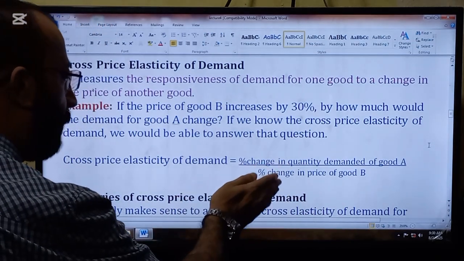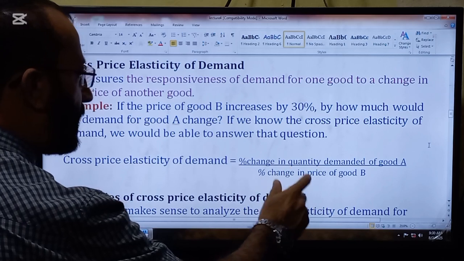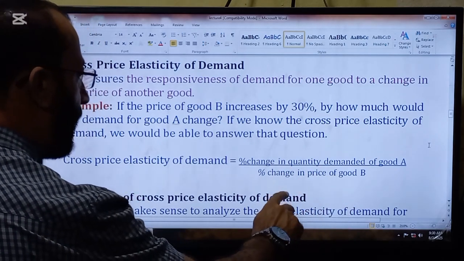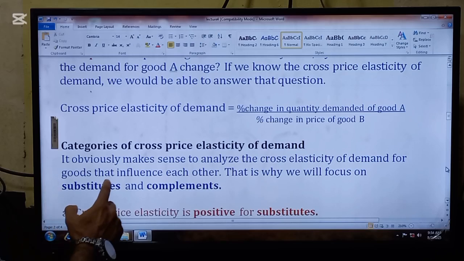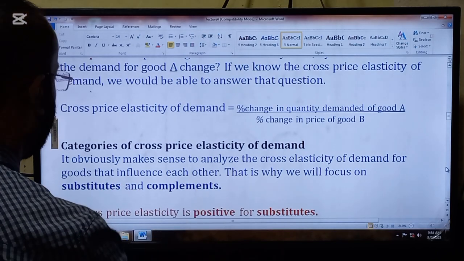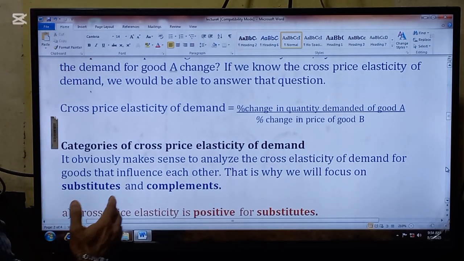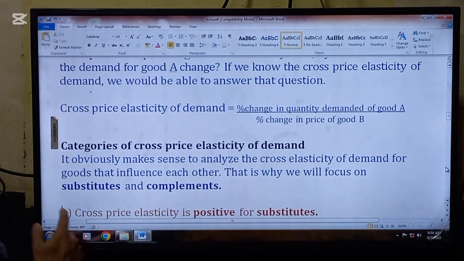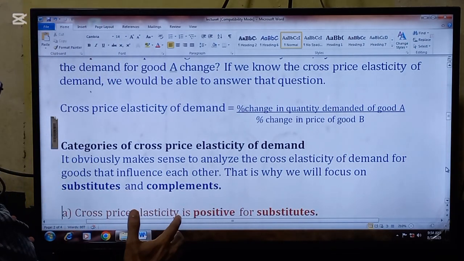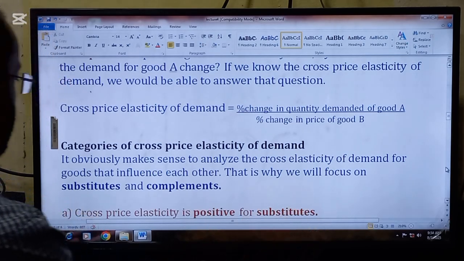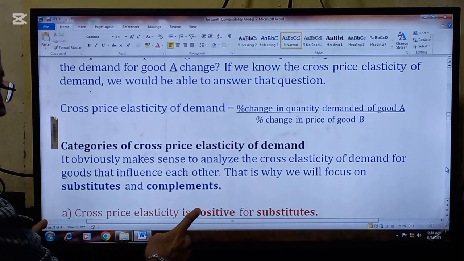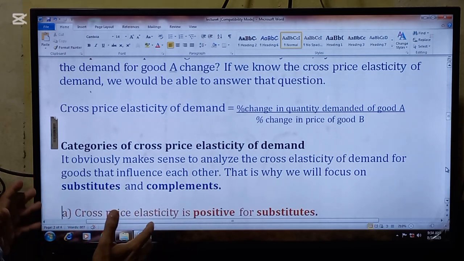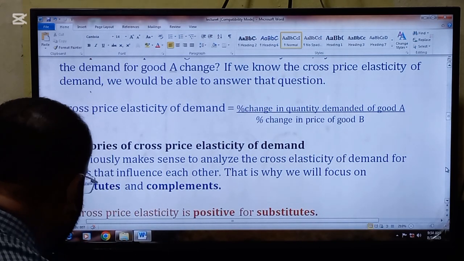One commodity will be discussed as a demand and the other commodity will be discussed as a price. Categories of the cross price elasticity of demand. It obviously makes sense to analyze the cross elasticity of demand for goods that influence each other. That is why we will focus on substitutes and complements, because they have influence on one another.